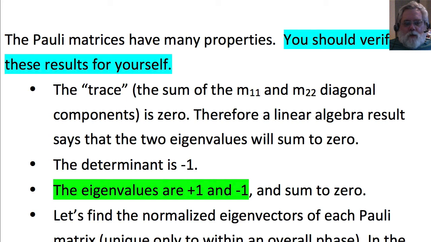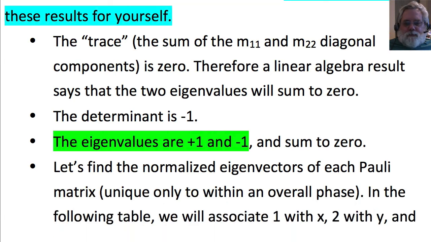If you don't know how to do a determinant, don't worry about it. We're not actually going to need it. The eigenvalues are plus 1 and minus 1, and they sum to 0. We already showed a formula for how to get the eigenvalues, and so you just have to plug in, and you will be able to verify that the eigenvalues are plus or minus 1. Now, we need to discuss the normalized eigenvectors of each Pauli matrix.